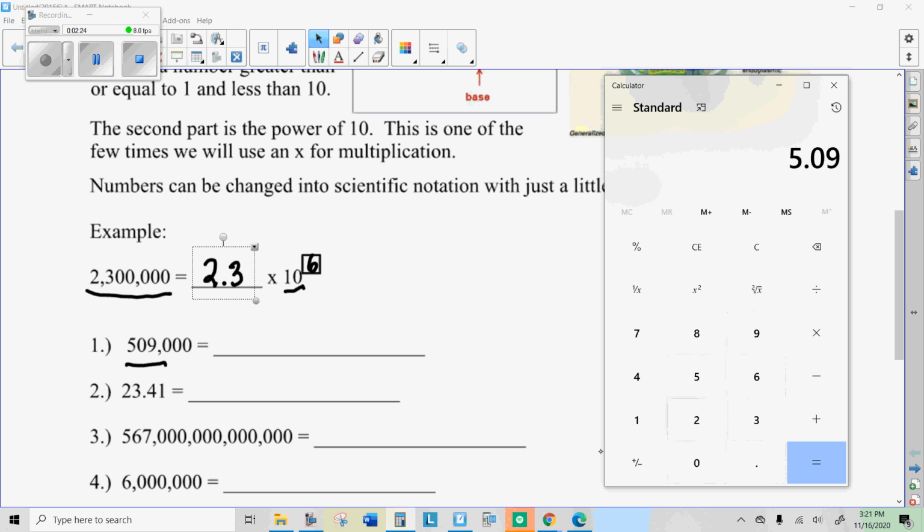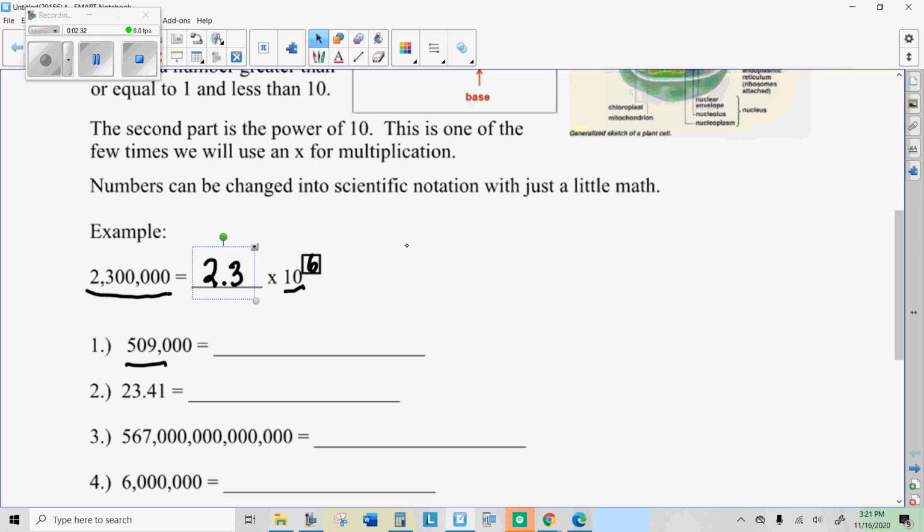And just so that we're standard and we're always using the same form, the first number will always be between 1 and 10. So it's going to be greater than or equal to 1 and less than 10, the first number. That way we are always writing them the same way and we can't be confused. So that's why I chose 5.09, because 5.09 is between 1 and 10.